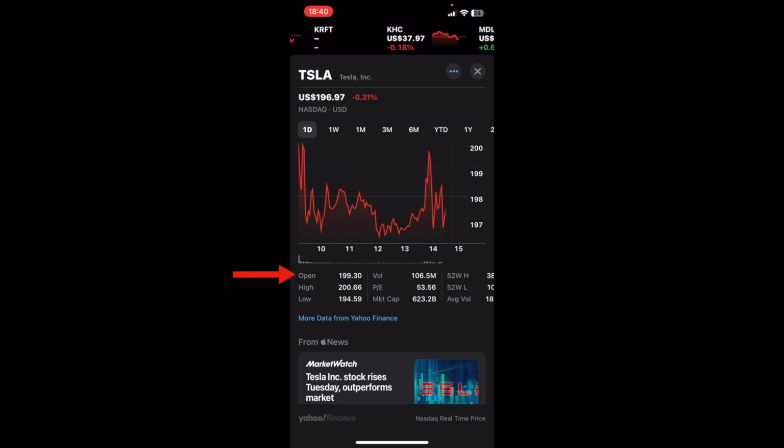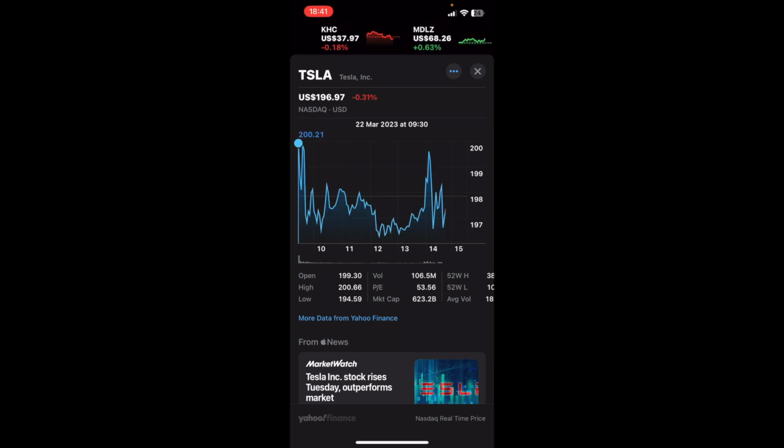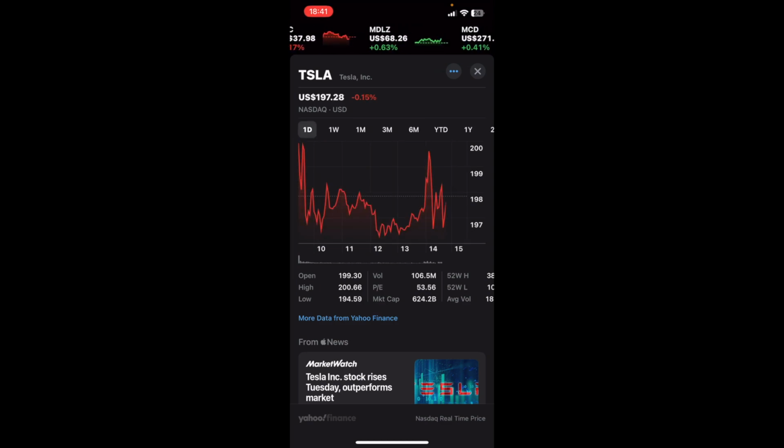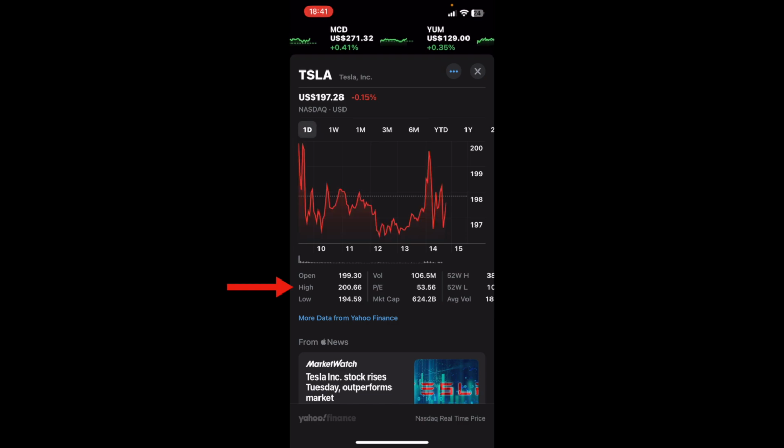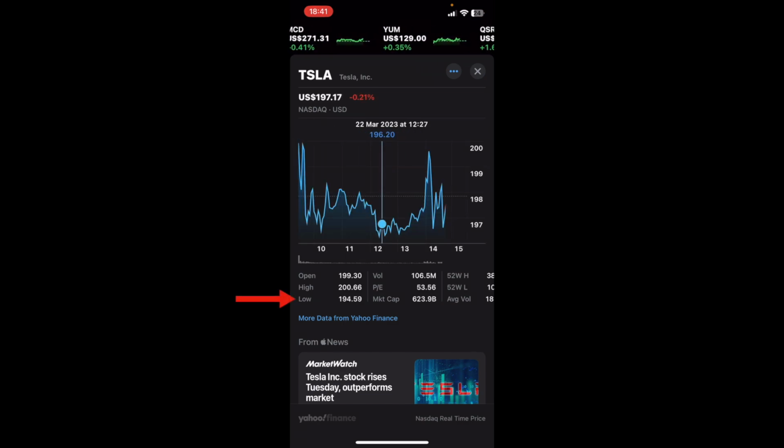The open, if we start with the open, this is the price that Tesla actually opened at. As soon as it became listed in the market, the demand was so high, it opened at 200. But it realistically opened at 199, but before you could even see it on the graph, it was 200. Its high for today is 266. It was probably around here sometime.